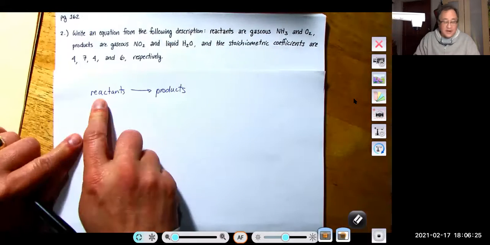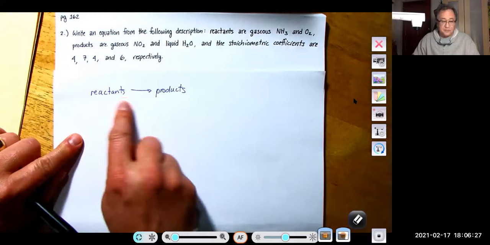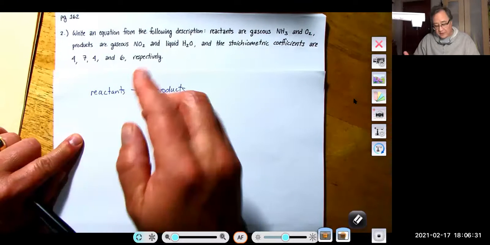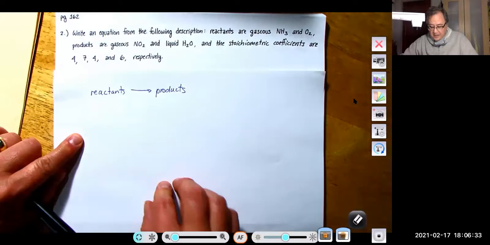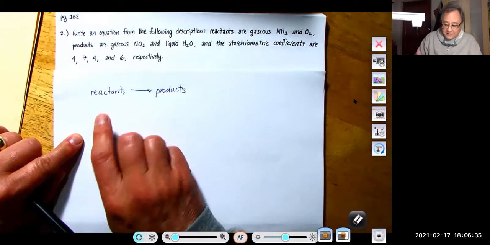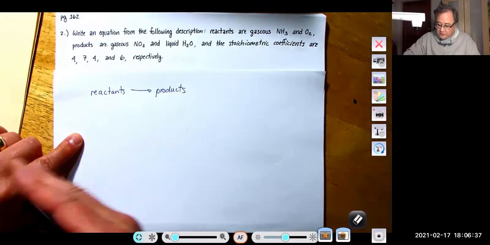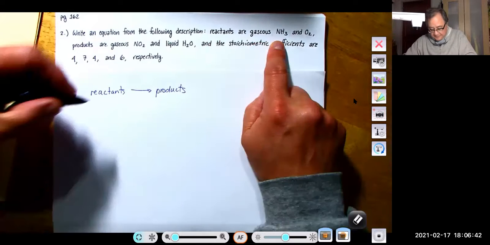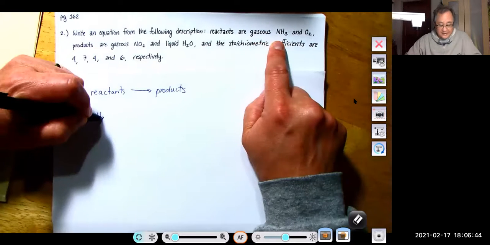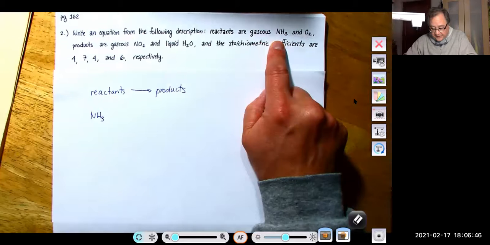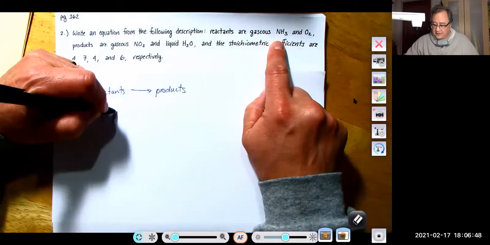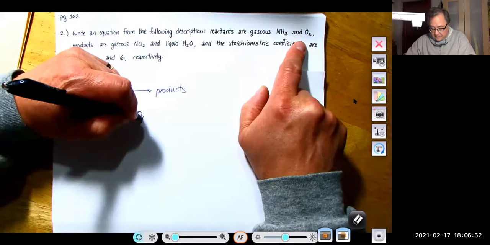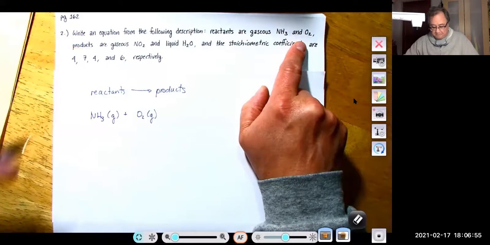So you normally write it from left to right. Reactants turn into products. And the arrow means produces, forms, or whatever. And so the reactants you normally write on the left-hand side of the arrow. So here we have the reactants are gaseous NH3. Now to denote that it's a gas, you use parentheses and a G. And O2, and you put a G there.